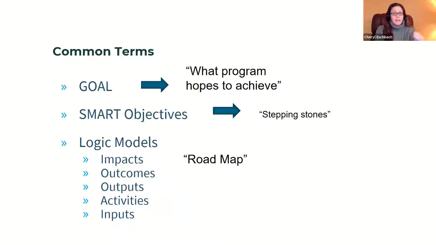And then logic models become what we call a roadmap. It includes all these pieces, working backwards: if we have impacts and outcomes, what are the outputs and the activities, and then what are the inputs needed. So if we have that big goal in mind, we can start planning down to what are all the pieces we'll need to invest in this program.